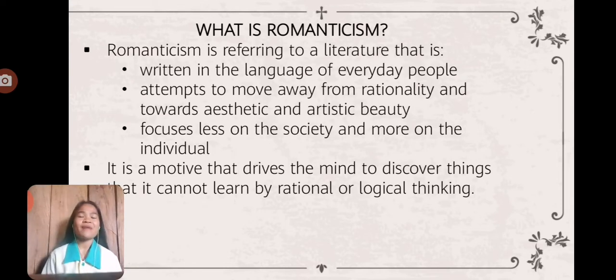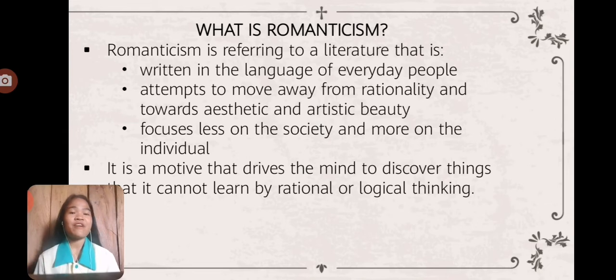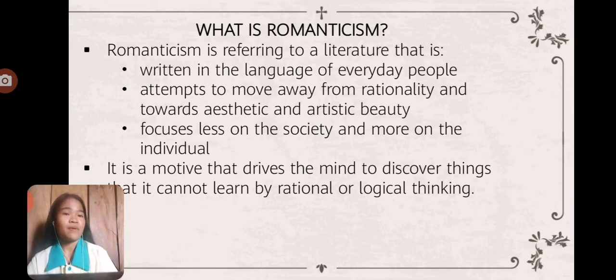So what is Romanticism? Romanticism is referring to a literature, an artwork, or a poem, or a story, that is written in the language of everyday people. So that is the language being used in this Romantic period. It is a literature that attempts to move away from rationality and towards aesthetic and artistic beauty.